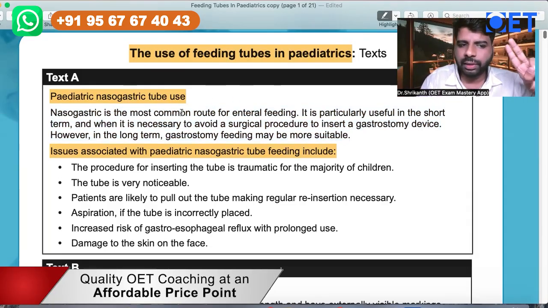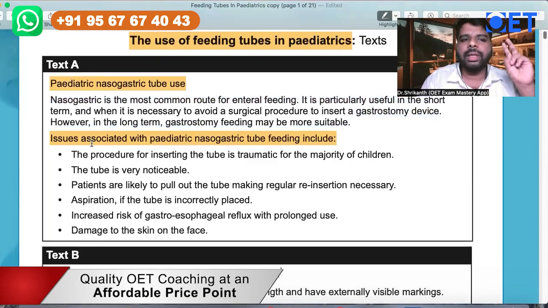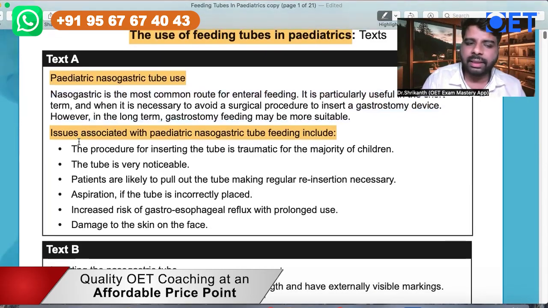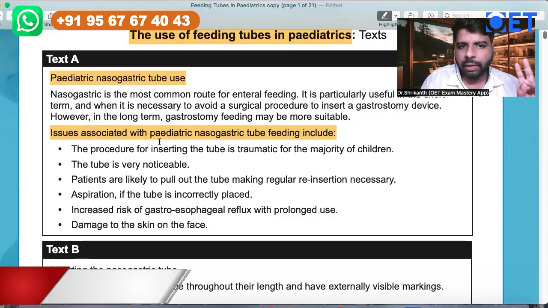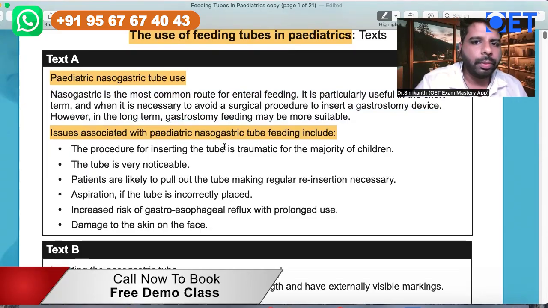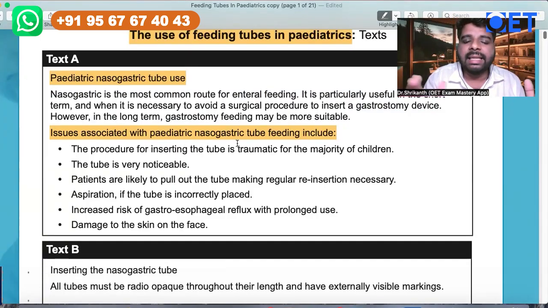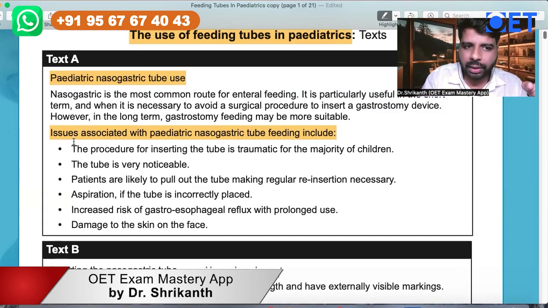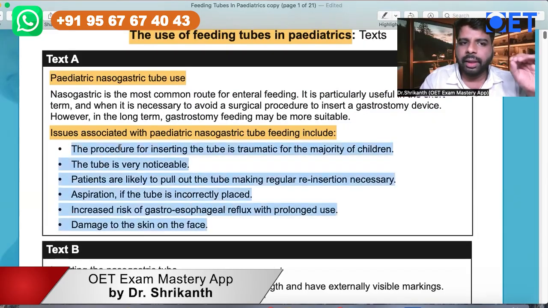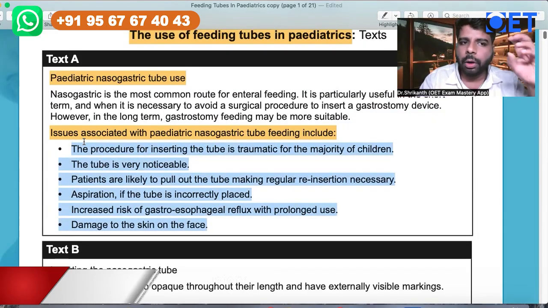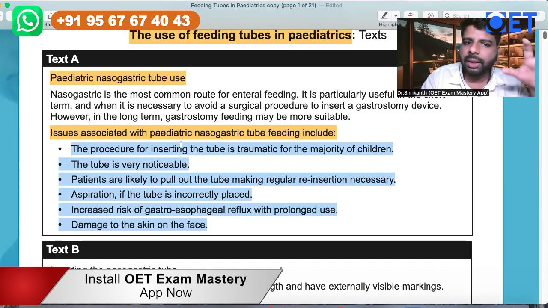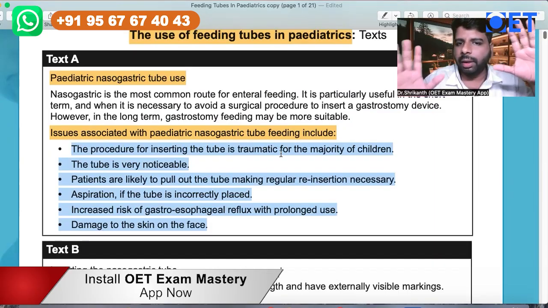Pediatric nasogastric tube use. And as soon as you have read this, you come to the second subheading over here. Now, what's the second subheading? Issues associated with pediatric nasogastric tube feeding include. So the pediatric nasogastric tube is not completely risk free. There are certain issues. Issues means what? There are certain problems. So whatever content is over here, they are all problems, or all risks associated with pediatric nasogastric tube feeding.